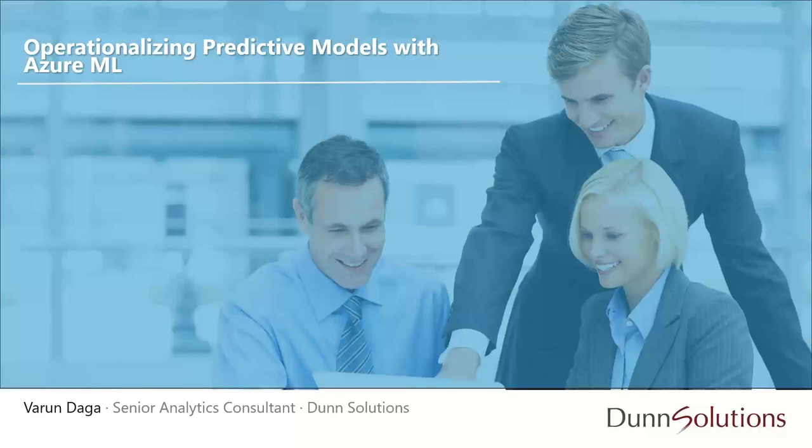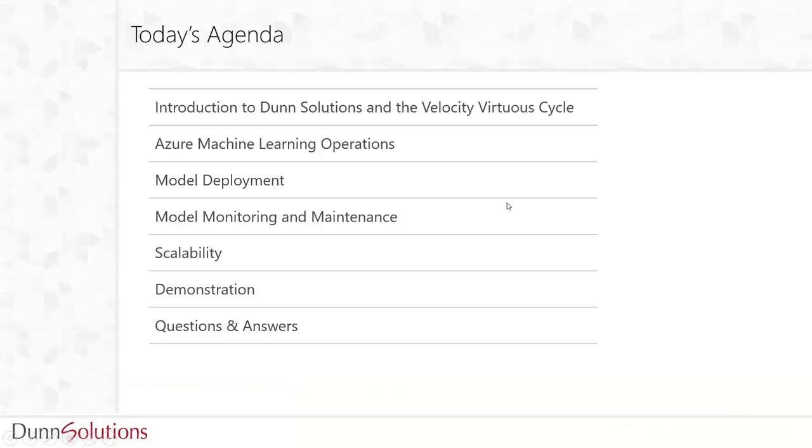Today we will be looking into operationalizing predictive models in Azure ML by deploying a recommendation engine to enhance automation. Let's go ahead and look at today's agenda. So I'll start off with an overview of Dunn Solutions Group and our mission statement. I'll move on to Azure Machine Learning Operations and its three main components: deployment, monitoring and maintenance, and scaling. Finally, I have a really fun and knowledgeable demo on operationalizing predictive models in Azure ML. So I can't wait, and let's get started.